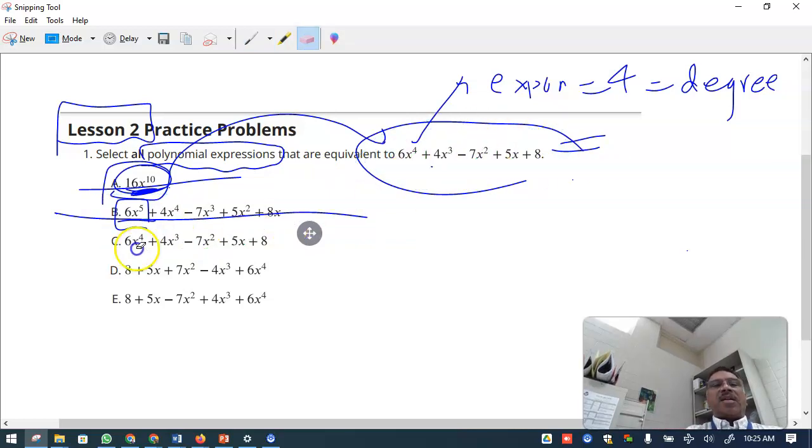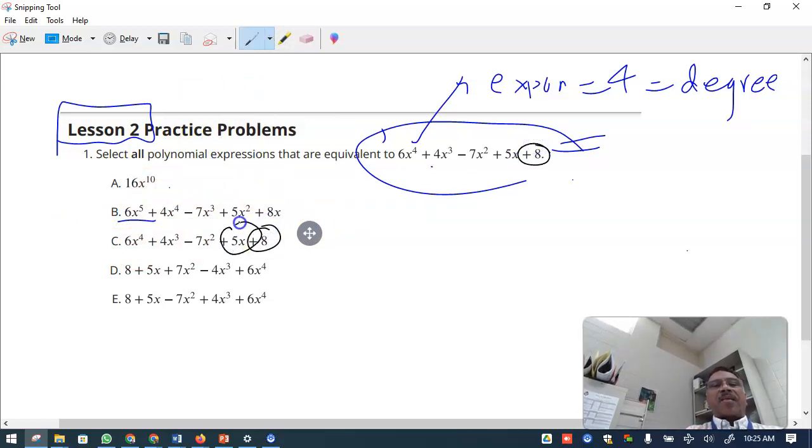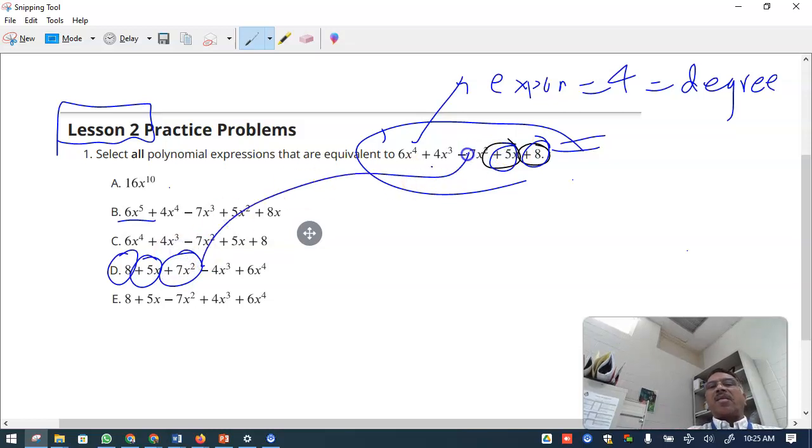So to check whether D is equivalent, we have to make sure all those terms are there. So 8 is there, correct? 5x also is there. And if you see here, this 8 is right here, so that's not an issue. Plus 5x, also plus 5x. Plus 7x squared, but this is minus 7x squared. These are not the same. So this cannot be.